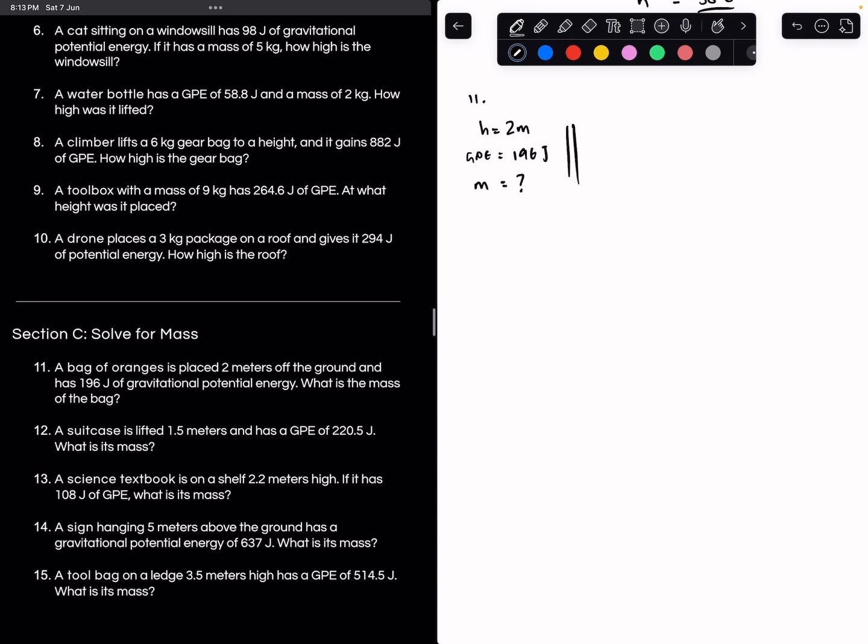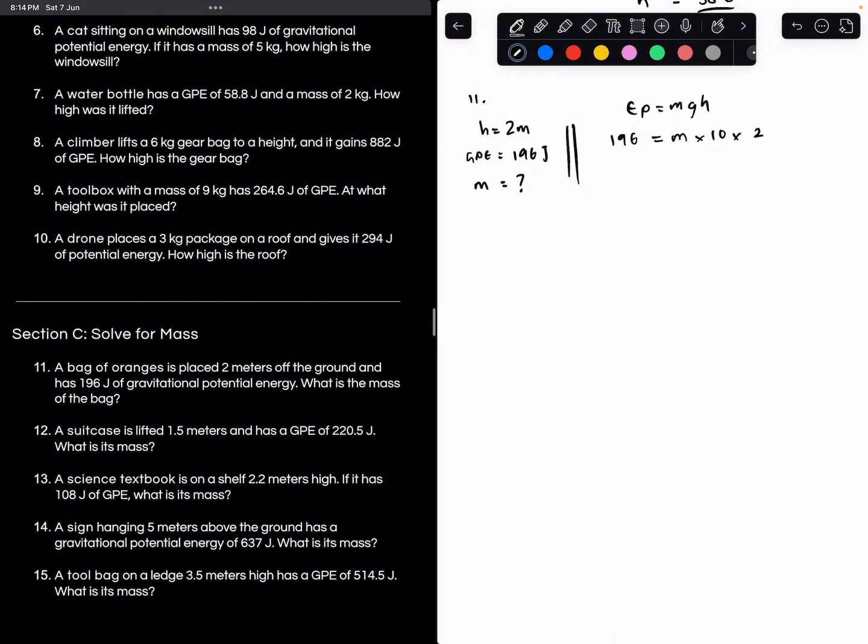So we'll write our equation out. EP equals mgh. That's the first step. Now, calling in the subs, we've got EP, gravitational potential energy, is 196. The mass is what we're trying to figure out. And then we've got gravity, which is 10 meters per second, and height is 2 meters.